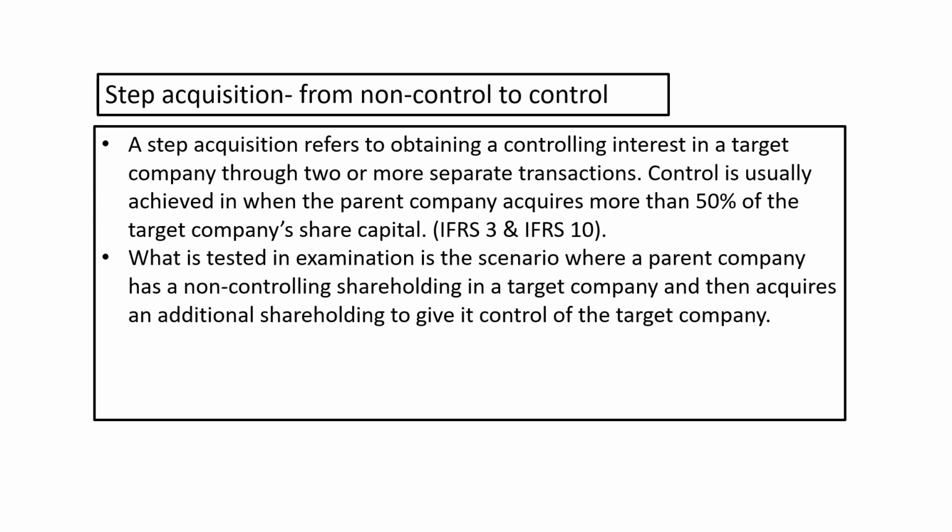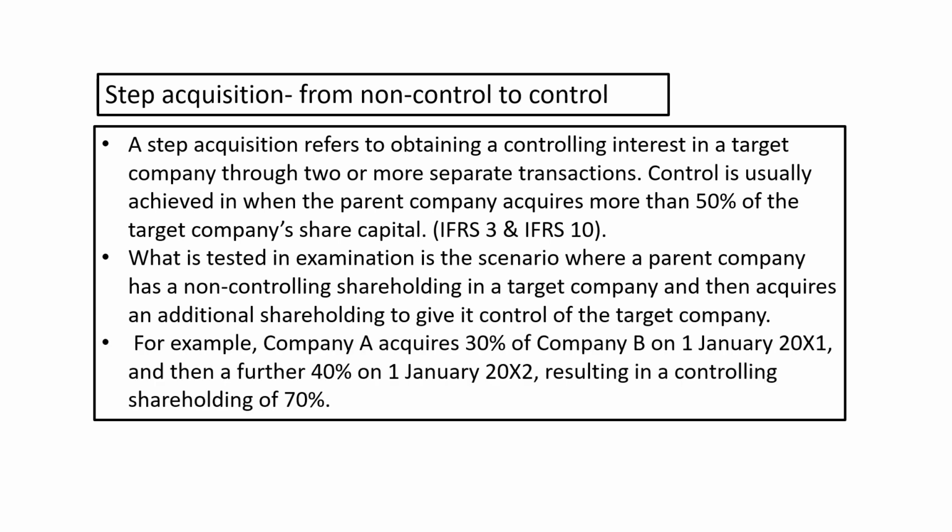What is tested in examination is the scenario where a parent company has a non-controlling shareholding in a target company and then acquires an additional shareholding to give it control of the target company. For example, Company A acquires 30% of Company B on 1st of January 2001 and then a further 40% on 1st of January 2002, resulting in a controlling shareholding of 70%.